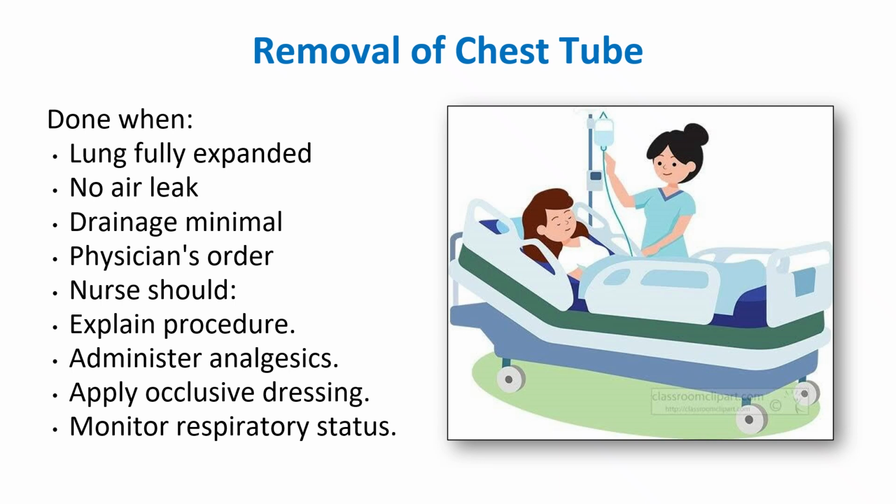Physician order we need to check. The nurse should always explain the procedures, administer analgesics as per order, apply occlusive dressings, and monitor the respiratory status of the patient. So all these parts you have to do when you plan for removal of chest tubes.